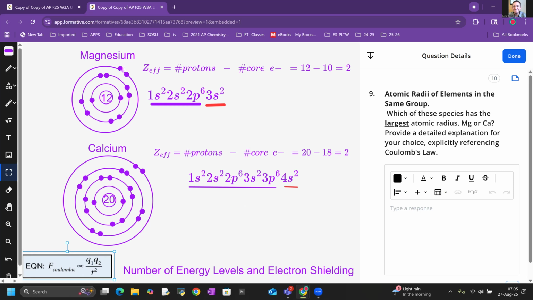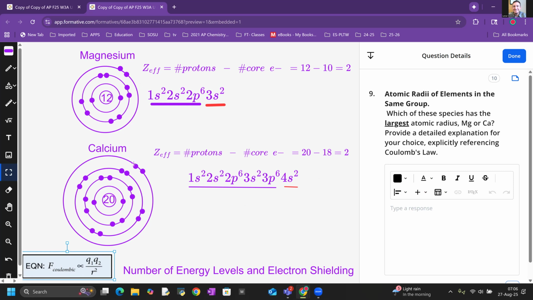The overall net force is attractive, but there's a little bit of something pushing them away so that the force is reduced. So there's still overall attraction, but that attraction is reduced due to the electron-electron repulsion between the valence electrons and the core electrons. Now we notice that in magnesium, it has fewer core electrons. Because it has fewer core electrons, there's less repulsion between valence electrons and the core electrons.